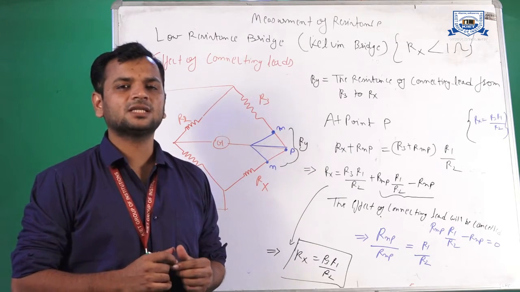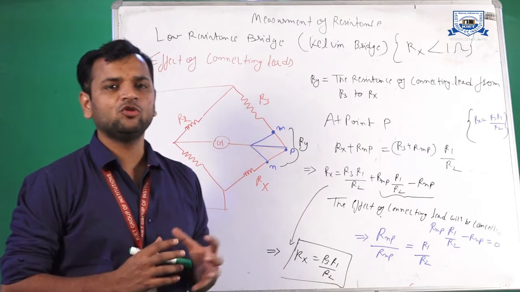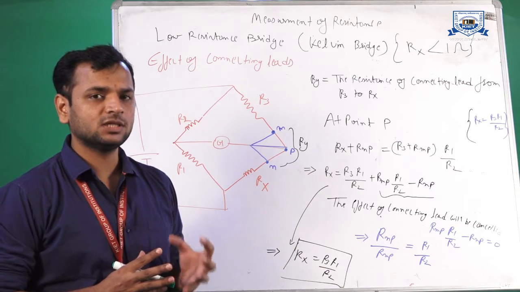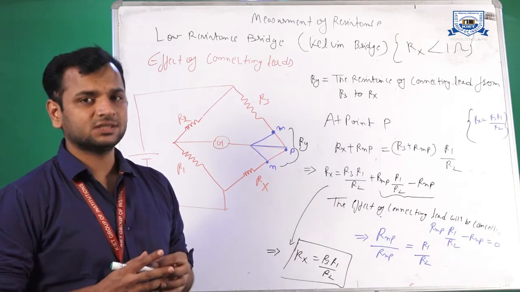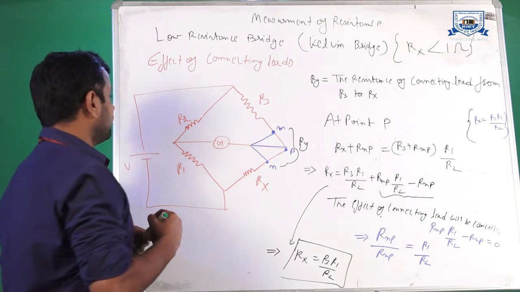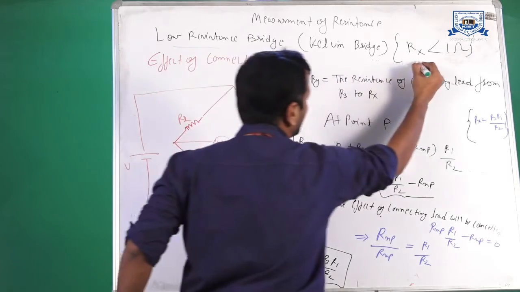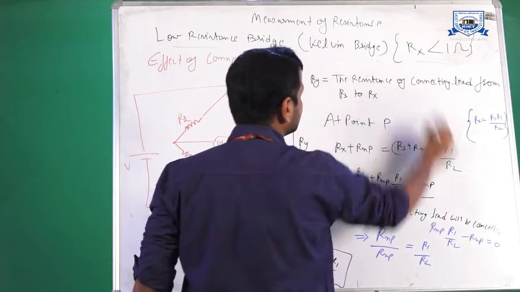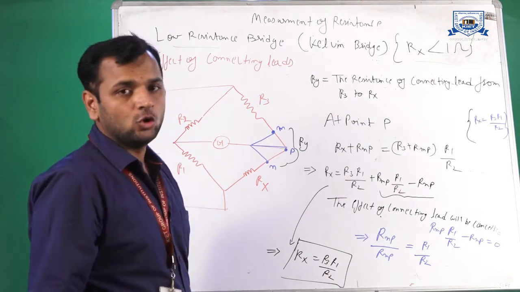Hello everyone. In the last lecture we saw how we can measure the value of medium resistance with the help of the Wheatstone bridge. In this lecture we are going to see how we can measure the value of low resistance. The range of low resistance is below 1 ohm. So if our unknown resistance Rx is less than 1 ohm, it can be considered in the category of low resistance.